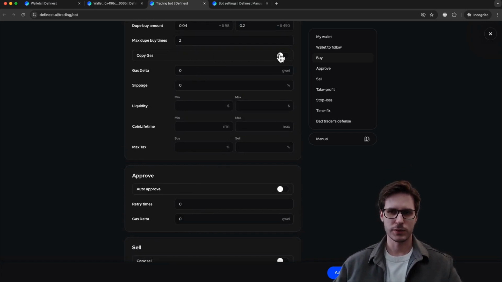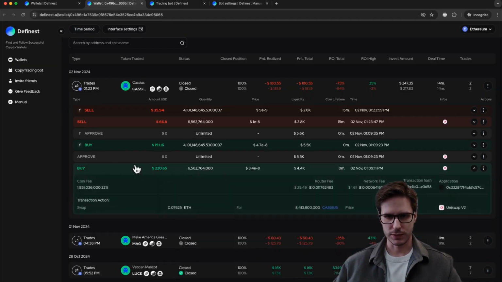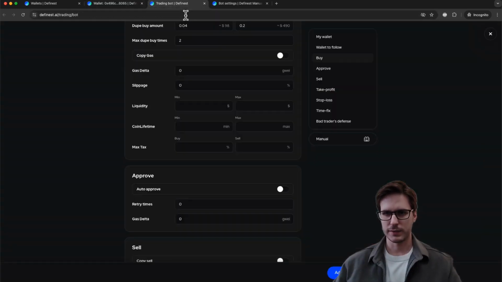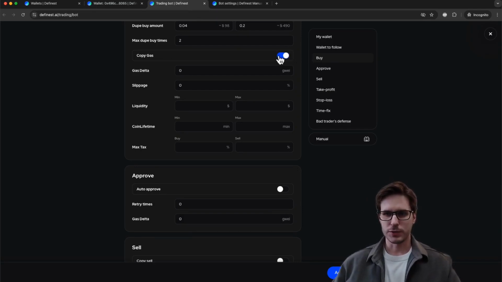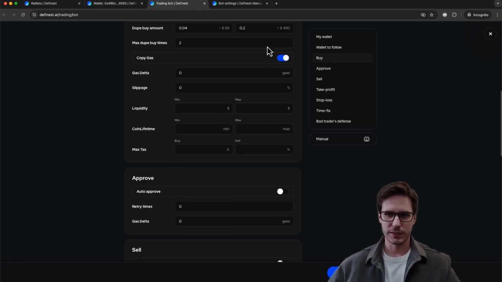Next, copy gas. This setting copies gas from the original wallet. Here we open the purchase and see network fee 1.61. This is gas, and accordingly this is a very convenient setting. This feature is not available in Maestro or Bananagun. When turned on, if the wallet tries to buy faster, it will spend more gas. We see this and also automatically execute. We send more gas to get a better price and enter the deal before others.